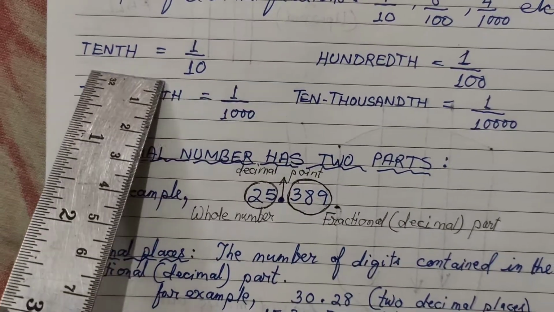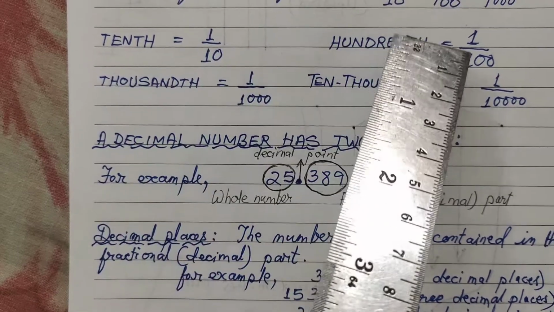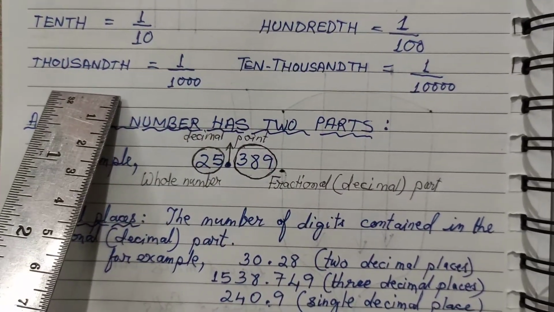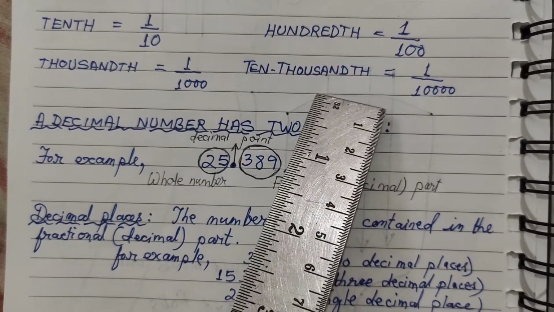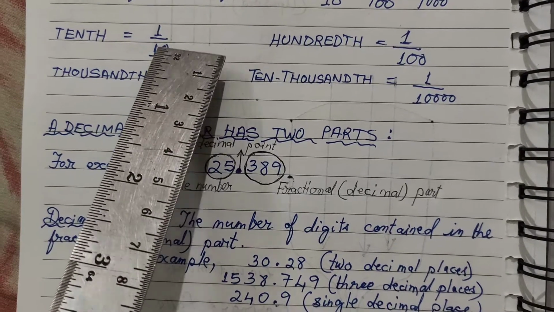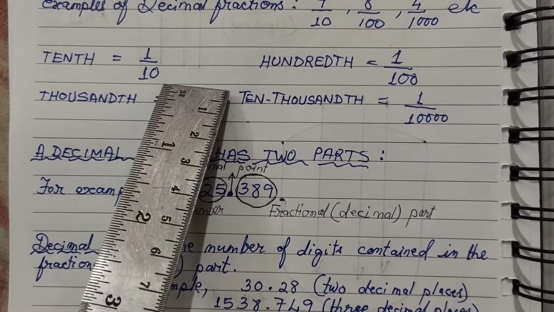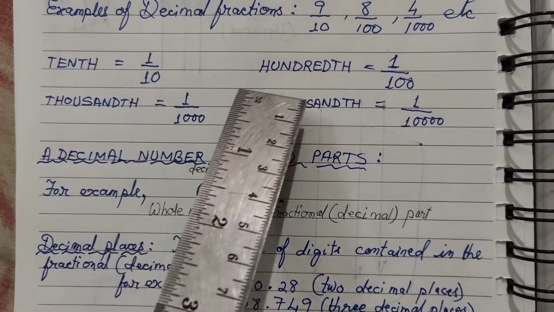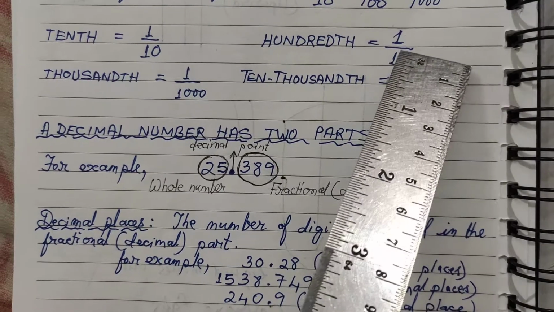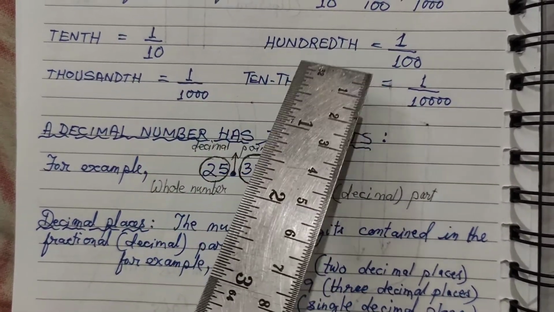Now there are a few terms in decimals that you need to know. Tenth, hundredth, thousandth, ten-thousandth, etc. Tenth means out of 10 parts, one part, or simply 1 by 10 is known as tenth. Hundredth means out of 100 parts in the denominator, one part, or 1 by 100 is known as hundredth.